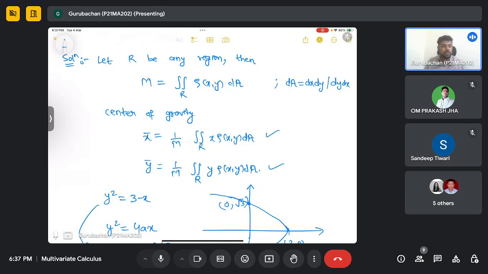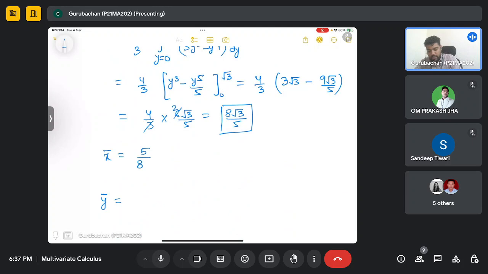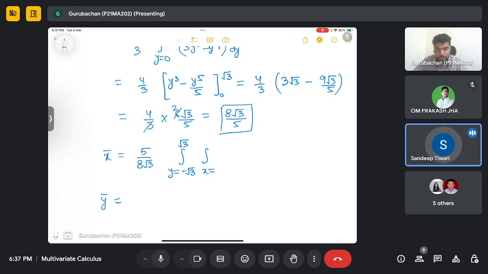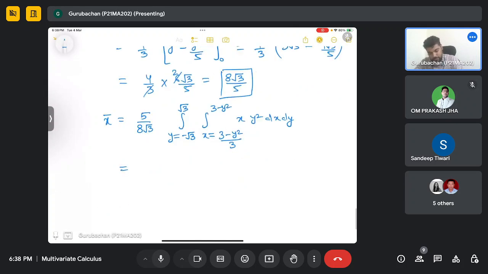Did anyone get the answer of x bar or y bar? In case of x bar, this will be 5 by 8 under root 3. Since we want to take the horizontal strip, y will be constant from minus under root 3 to plus under root 3, and x will be the same region of integration we used earlier: y square divided by 3 to 3 minus y square, right? x times y square, dx and dy. To integrate this, we have to integrate this one. So this will give us 5 by 8 under root 3. y goes from minus under root 3 to plus under root 3. y square will come out, x square by 2.